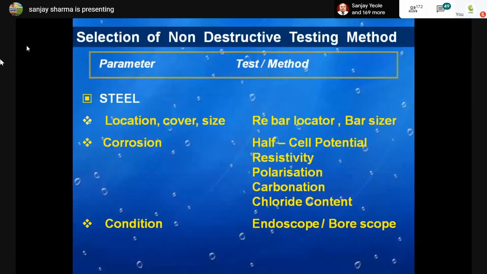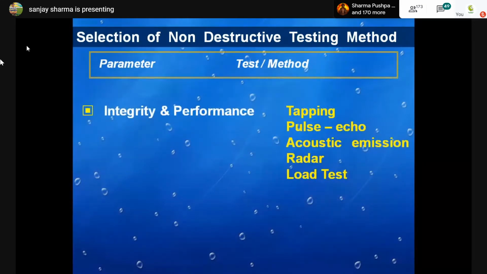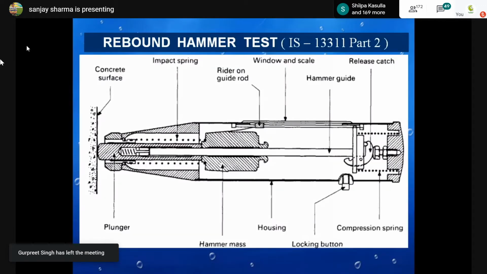For corrosion, which is again very, very important in many of the old structures, you can use the half-cell potentiometer, resistivity, carbonation, and chloride content tests. Then for condition assessment, generally an endoscope and borescope, etc. are included. Then your integrity and performance can be checked with the help of pulse echo, acoustic emission, radar, and load test, etc.